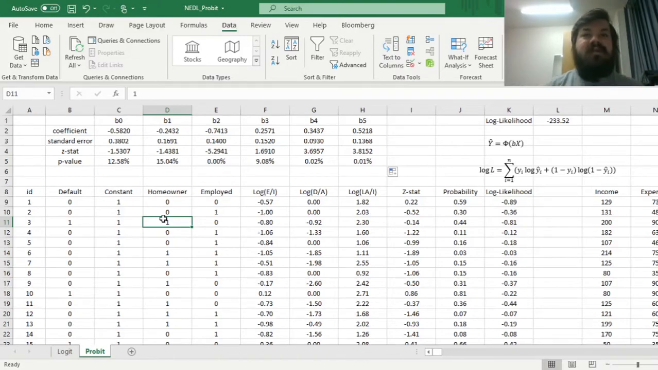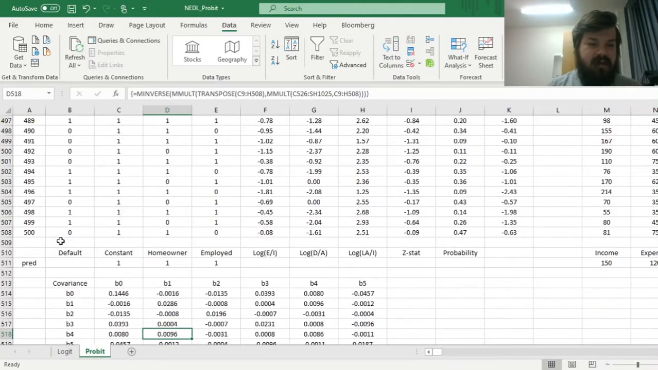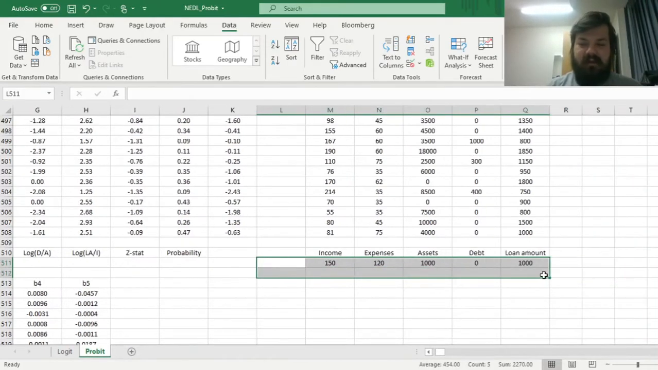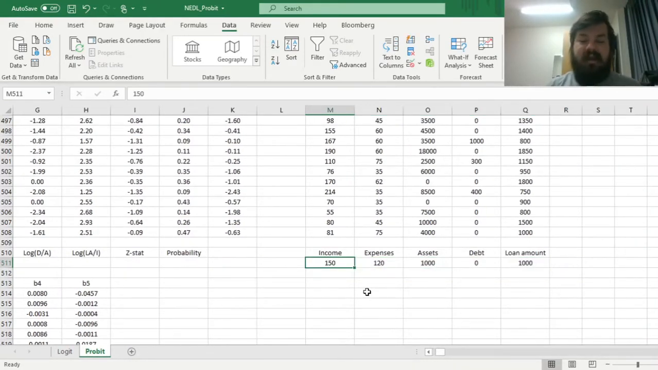And now finally, we can proceed with our analysis to determine how likely is some applicant out of sample to default. So assume some applicant approaches us and we survey them and figure out that they are a homeowner and they are full-time employed, and their household earns $150,000 per year, spends $120,000 of it, has $1 million in assets, and wants to apply for another extra $1 million in loan.